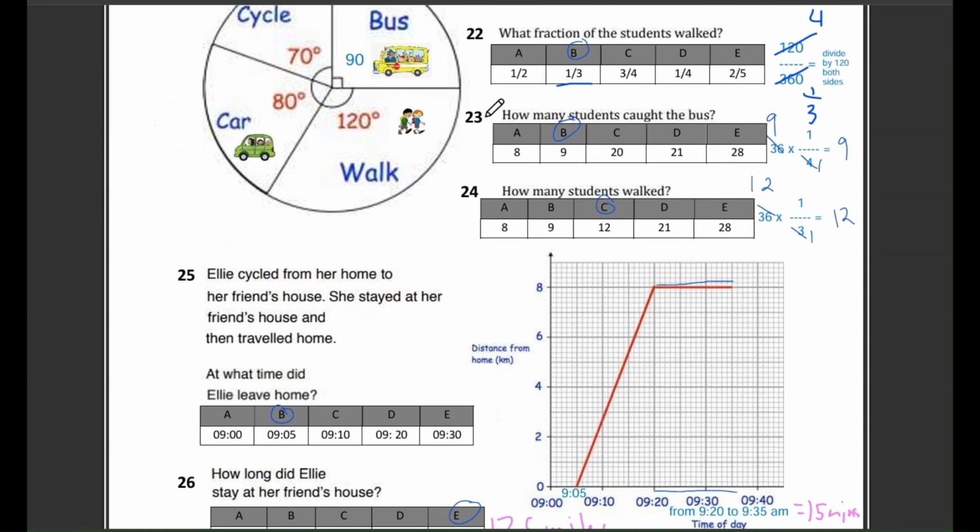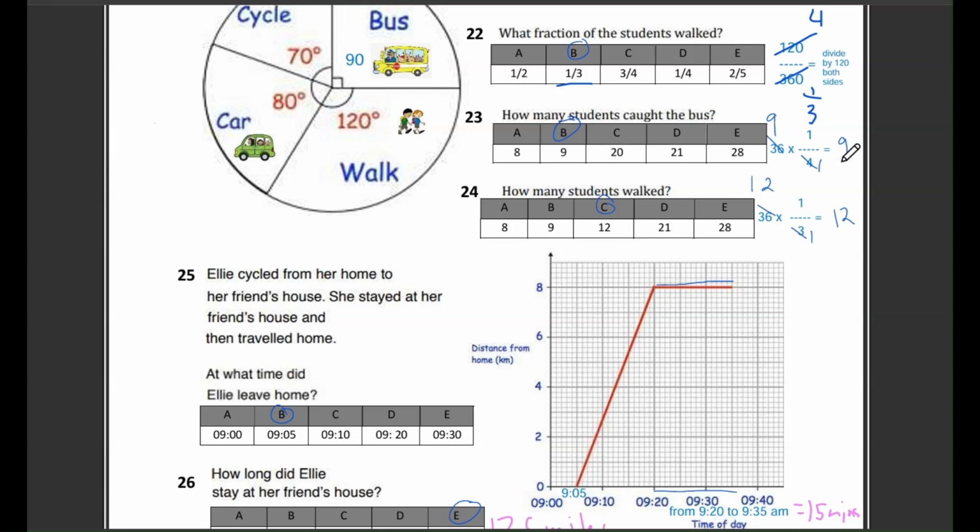Question 23. Now, let's take a look at how many students took the bus. The question asks, how many students caught the bus if there are 36 students in total? Our multiple choice answers are A, 8, B, 9, C, 20, D, 21, and E, 28.